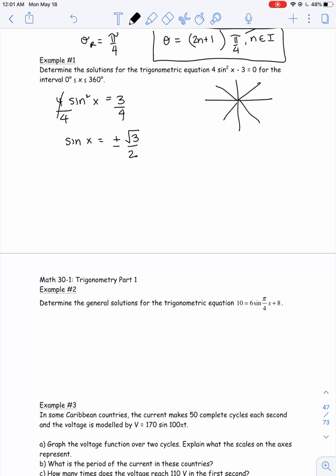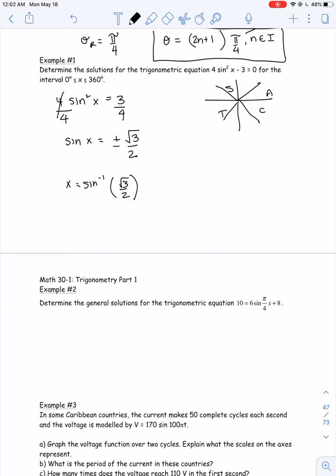So that again can occur in every quadrant because it can be positive or negative when we're looking at the CAST rule. So next step, we're going to do x is equal to the sine inverse of root 3 over 2. So our reference angle, if you take that, make sure that you are in degree mode when you're doing this question. So sine inverse of root 3 divided by 2.